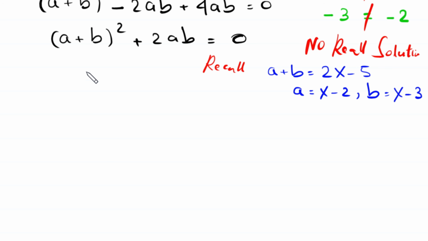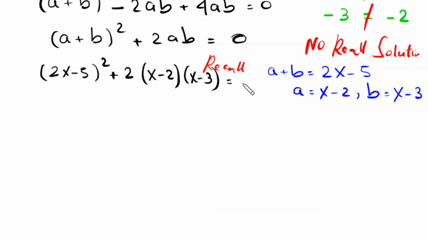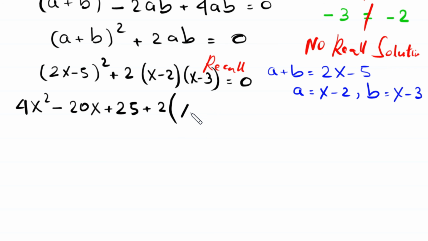So this will become (2x minus 5) whole squared plus 2 times (x minus 2) times (x minus 3) equal to 0. Expand this (2x minus 5) whole squared. This will become 4x squared minus 20x plus 25, plus 2 times x squared, and x times negative 3, negative 3x, negative 2 times x, negative 2x, and negative 2x minus 3x will become negative 5x, and negative 2 times negative 3 is plus 6, equal to 0.